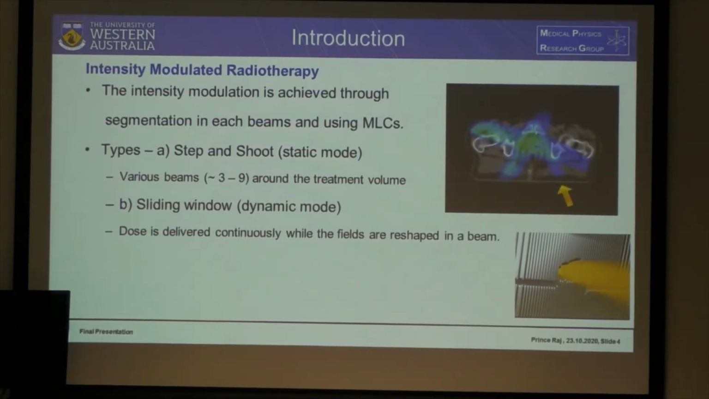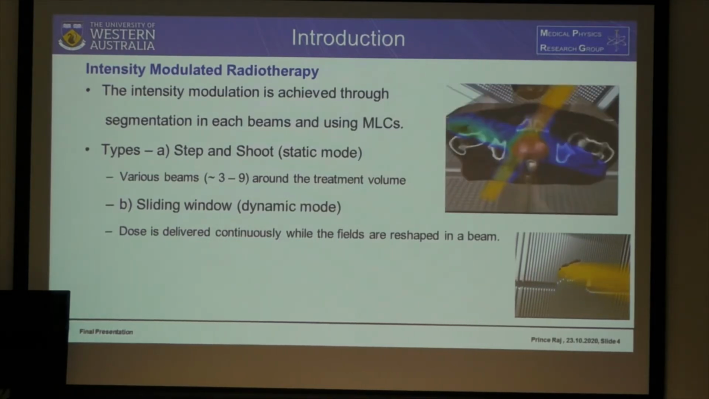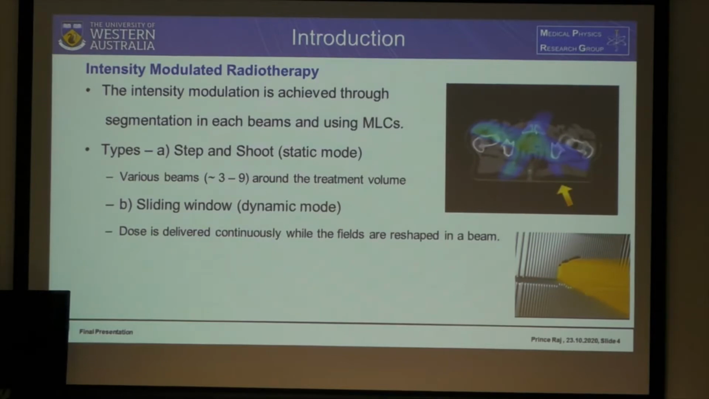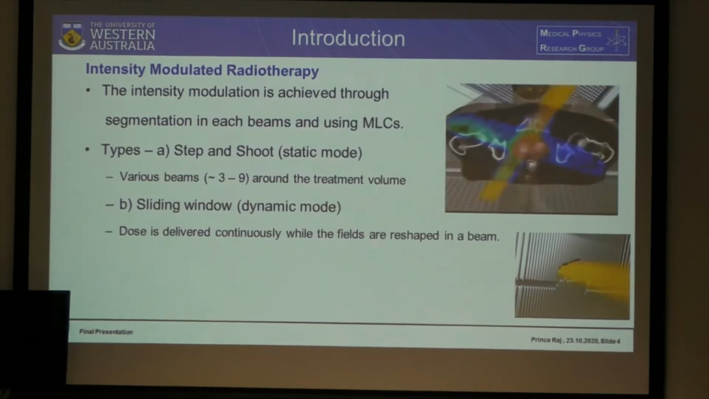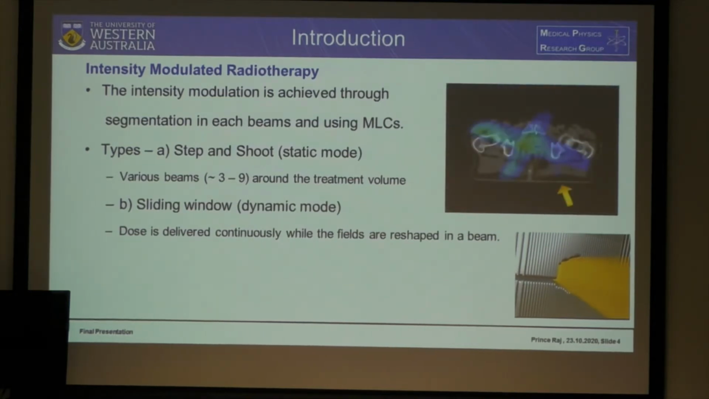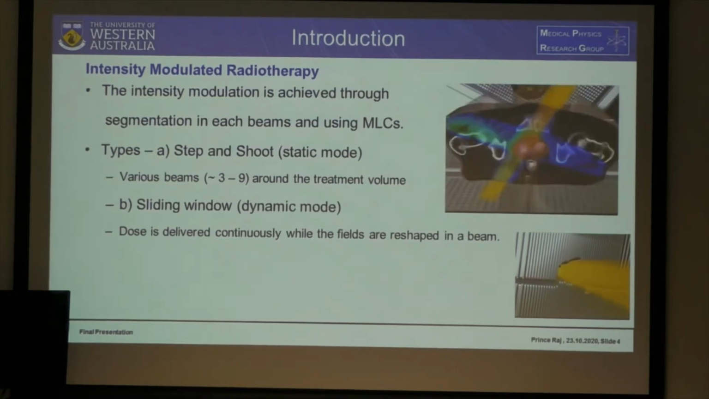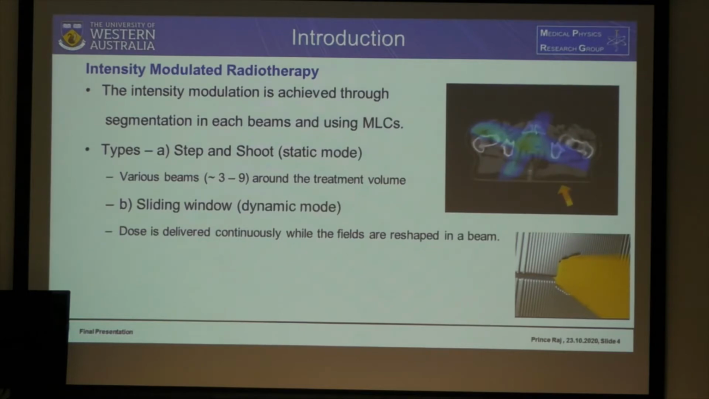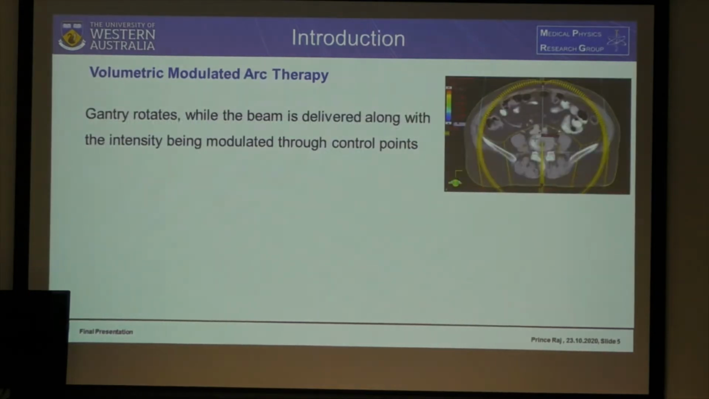Step and shoot usually uses around 3 to 9 beams around the patient treatment volume. In comparison, sliding window uses more segments compared to step and shoot, and goes around the patient. It delivers continuously while the fields are reshaped in the beam. That's the basic difference between them.